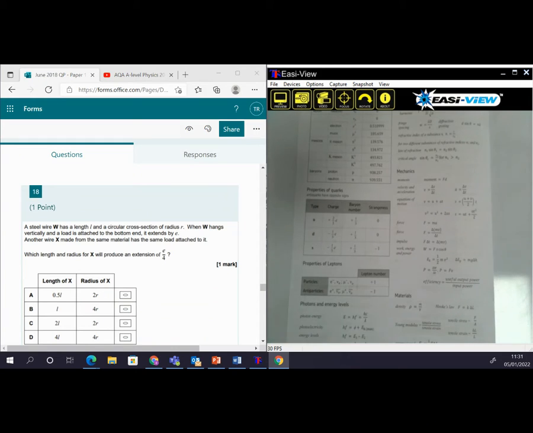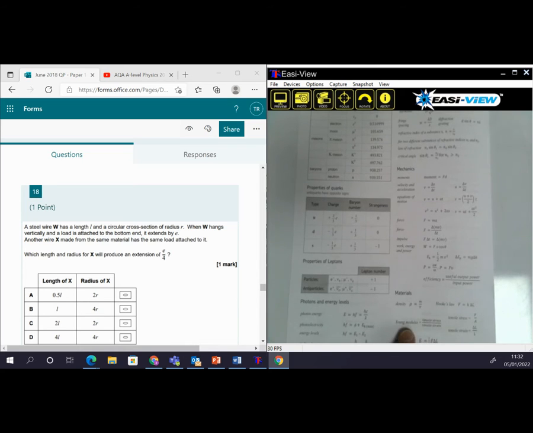So this question is about the extension of a wire when a force is exerted, and it requires you to have an understanding of Hooke's law and being able to rearrange ratios to enable you to work out the relationship between two values. So just looking at the data sheet, right at the bottom down here in the materials section, you're given that Young's modulus is equal to tensile stress over tensile strain. And you are told that these materials are the same.